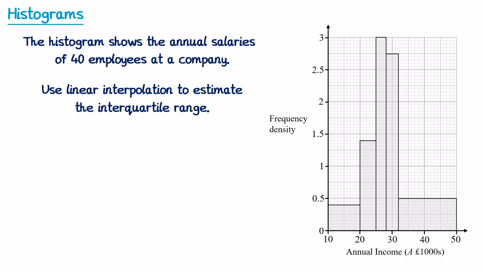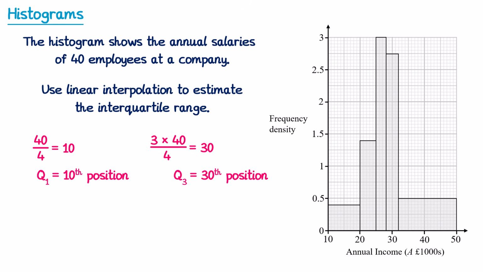N is 40, so we do 40 over 4, which is 10. This tells us the lower quartile is in the 10th position. If we do 3 lots of 40 over 4, we get 30. This tells us the upper quartile is in the 30th position.